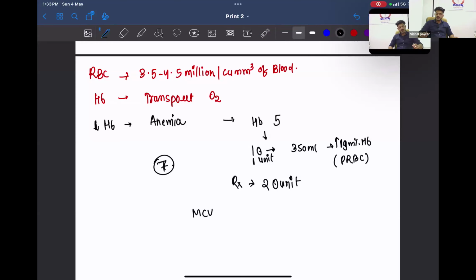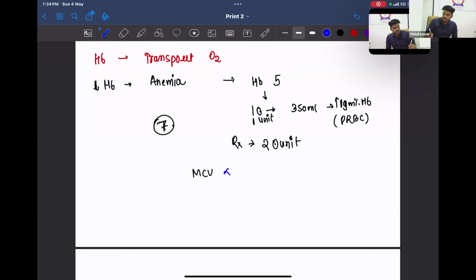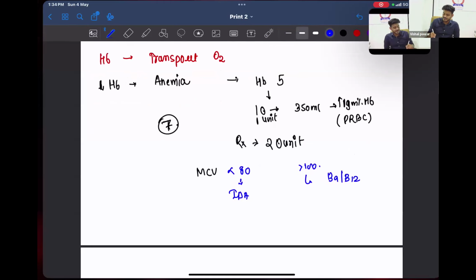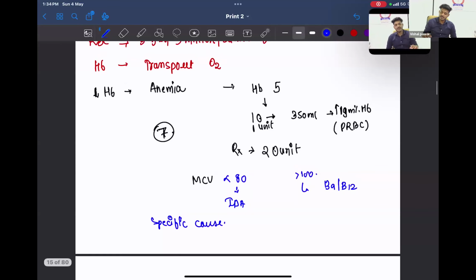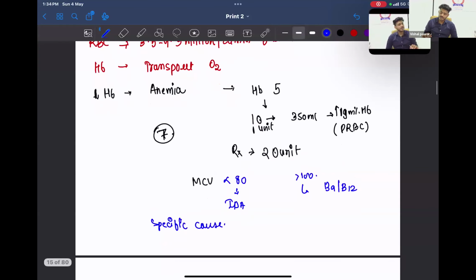Second thing, what can we do? We are going to check the MCV of this patient. If MCV is coming low, less than 80, or it is coming out more than 100, then we are going to assess the cause. Less than 80, it is more likely iron deficiency anemia. Other causes are also going to be there. More than 100, it can be due to B9 or B12 deficiency, and then we will treat the specific cause depending on the deficiency this patient is having, right? So based on the identification, we are going to treat this patient.